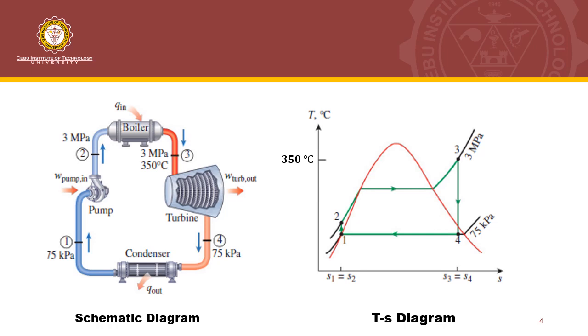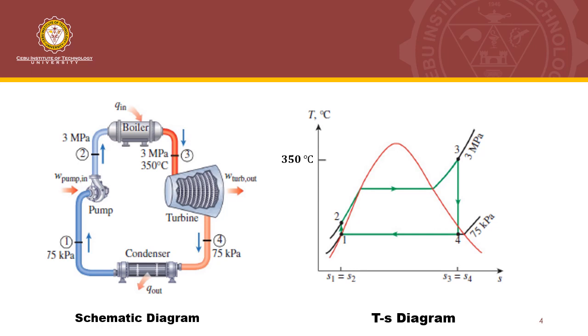This feed water will enter the boiler, and due to the enormous heat in the boiler, it will cause this feed water to vaporize and form superheated steam at point 3. Now at point 3, it will have a pressure of 3 megapascal and a temperature of 350 degrees Celsius. This is also where it will have its highest temperature. And then it will enter the turbine.